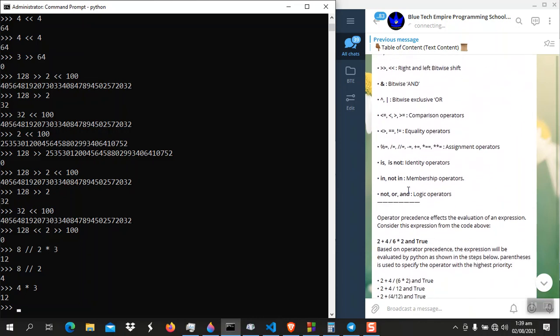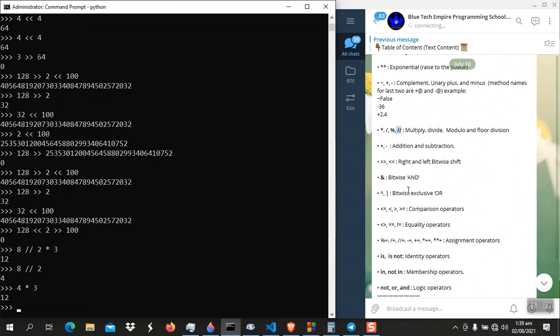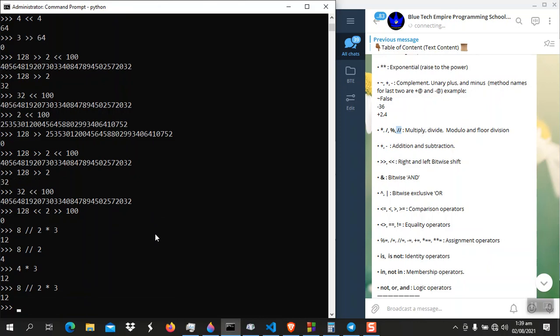In this table, I did not actually specify if the precedence is from left to right or from right to left. For example, if we have this expression, 8 floor divided by 2 times 3, normally let's get the answer. We have 12, which showed it first did 8 divided by 2, which gave us 4, then it multiplied by 3. So as you can see, this actually happened from left to right.